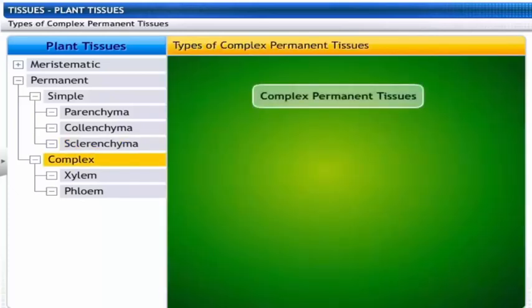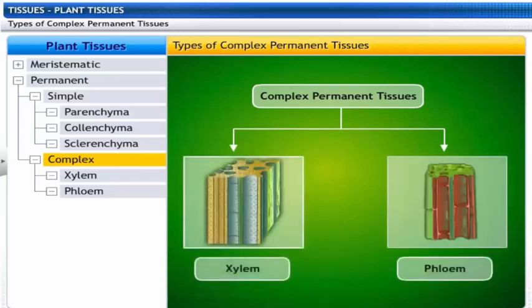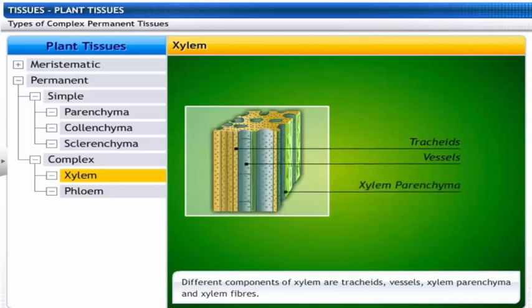Complex permanent tissues are made of more than one type of cells that coordinate together to perform a common function. These are of two types, namely xylem and phloem. Let's explore the different components of the xylem: tracheids, vessels, xylem parenchyma, and xylem fibers.